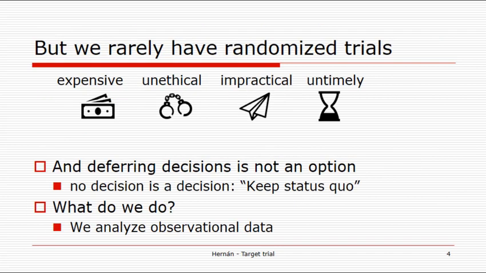The problem, of course, is that we cannot do that most of the time. Trials may be very expensive, may not be ethical, may not be feasible, or may not be timely. So even if we can conduct a randomized experiment, the problem is that it will take 5 years or 10 years from the moment we decide we are going to do it until we have our final results. And in those years, we need to make decisions. So even if we can do trials, we are not going to have a trial to answer any public health or policy question now. And that's why we analyze observational data.